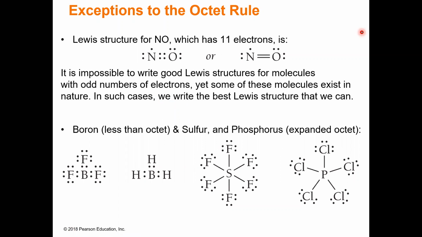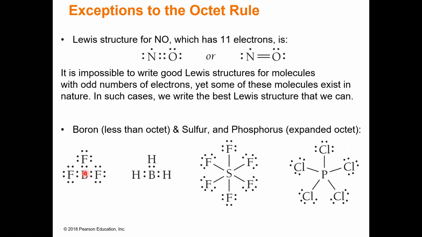So if we were to look at the Lewis structure for NO, we actually see that this one is an exception to the octet rule. What happens here is that NO is actually a radical. That is, not all of our electrons are actually paired up. We see here for nitrogen, we actually have a lone electron.